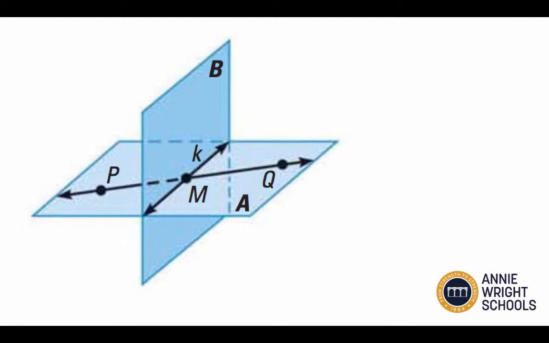I want to go back to this image. Let's talk about something that's happening in this image that we're going to talk about a lot. P, M, and Q are 3 points all on the same line. Here is your first geometry definition. The term collinear.